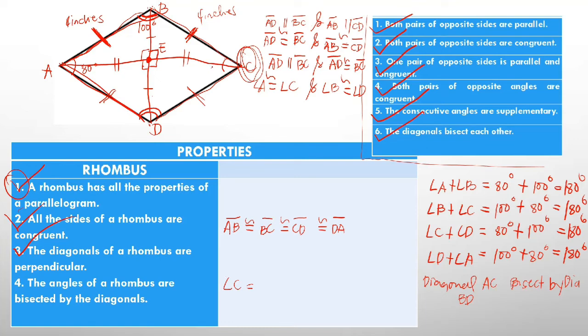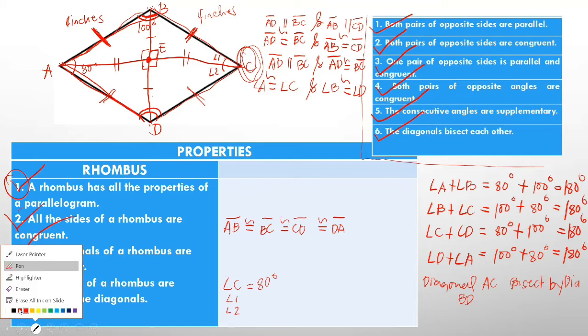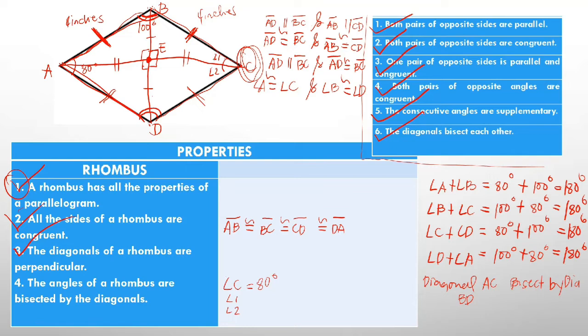Since yung mga angles natin sa ating rhombus are bisected by the diagonal, therefore, na-bisect si angle C. So, kaya si angle C has angle 1 and angle 2. Let me use another color of pen so that you can know where we are. So, we have here the angle 1 and angle 2.